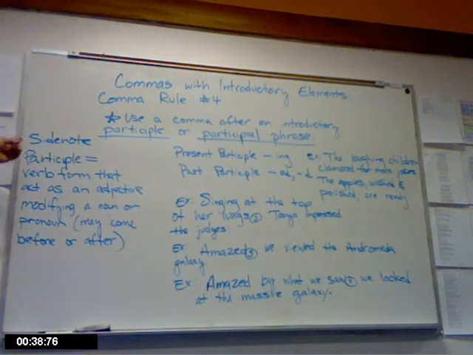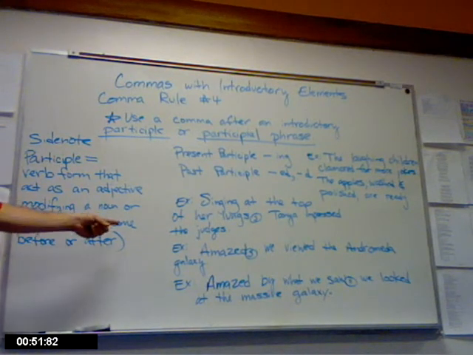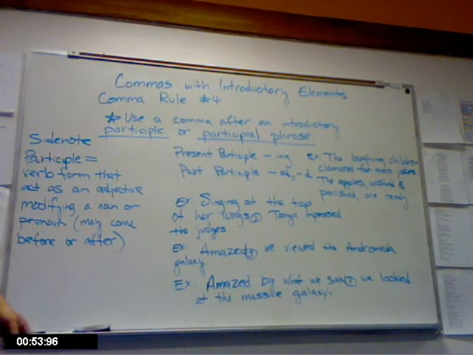So we've got to look at the side note. What is a participle? A participle is a verb form that acts as an adjective modifying a noun or pronoun. All right, adjectives modify nouns or pronouns. The participle may come before or after that noun or pronoun, just the way an adjective would work.